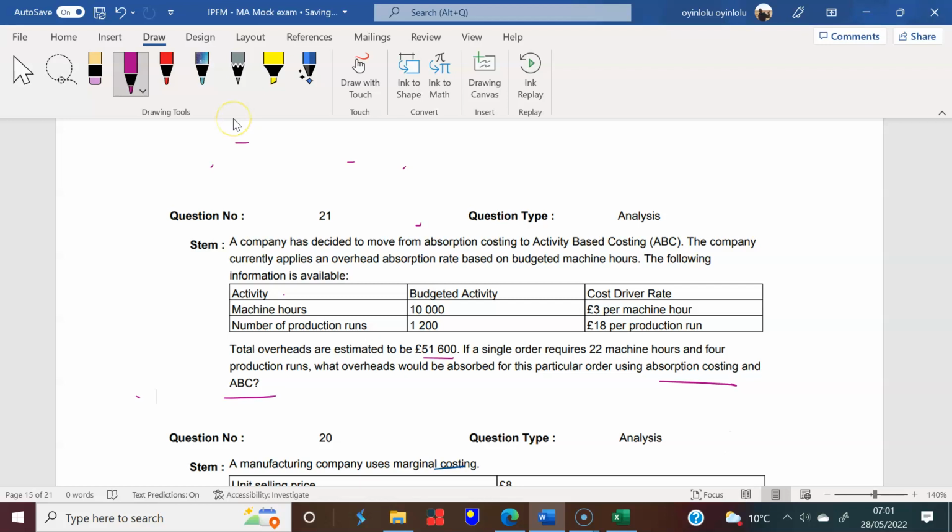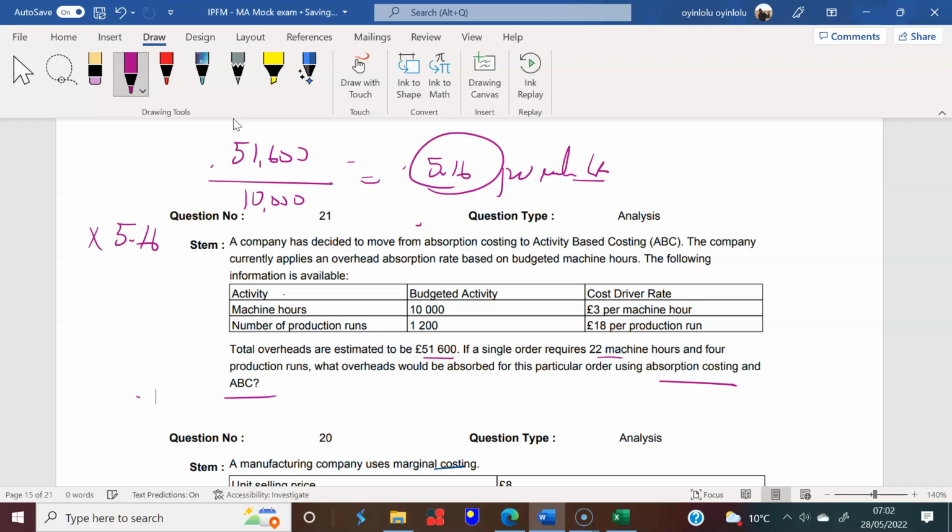So they're telling us you have 51,600 as a total cost, and you have a driver of machine hours, which leaves you at £5.16 per machine hour. So if I'm using purely absorption costing, I will only be thinking about the machine hours, and that'll be £5.16 times 22 hours. £5.16 times 22 takes us to £113.52. Okay, not a problem.